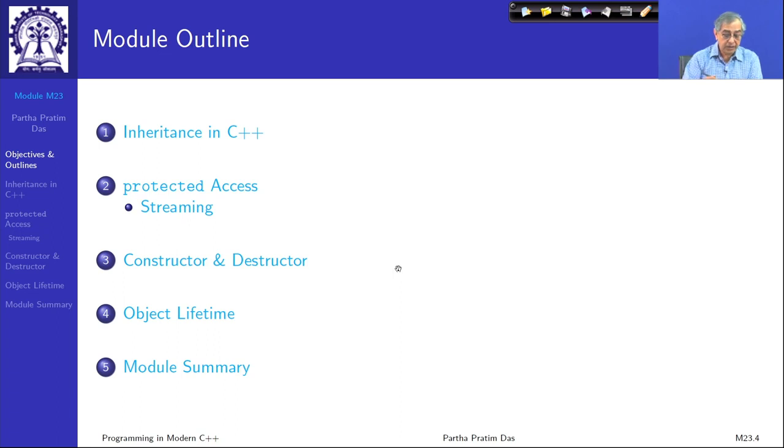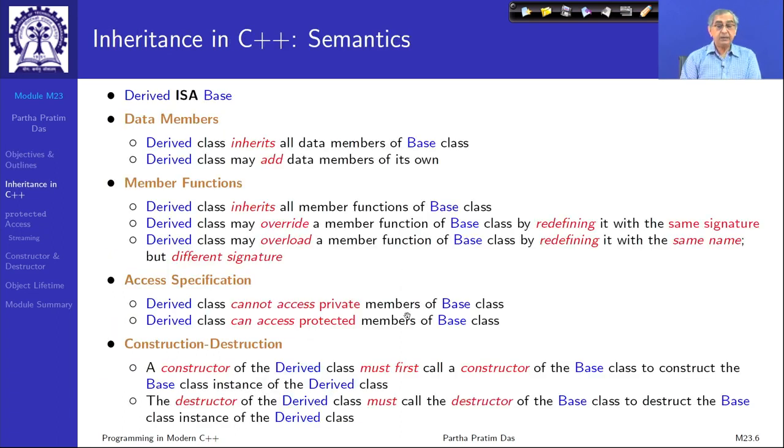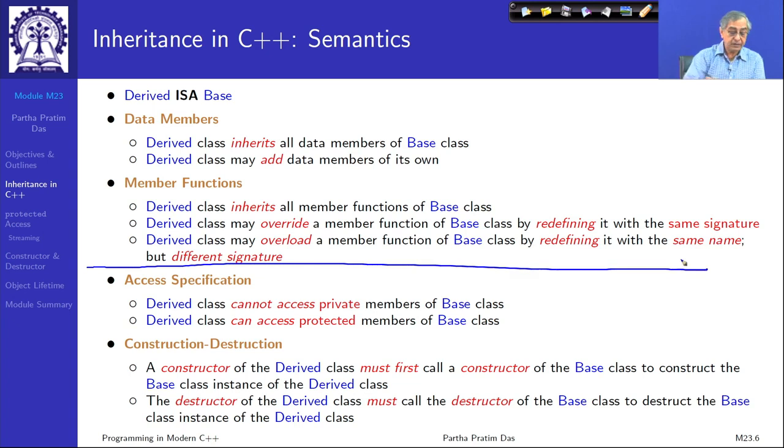So, this is the outline, it is available on the left. So, inheritance in C++. Up to this point we have discussed, now we are going to discuss this part, starting with the access specification and then continuing to the object construction.